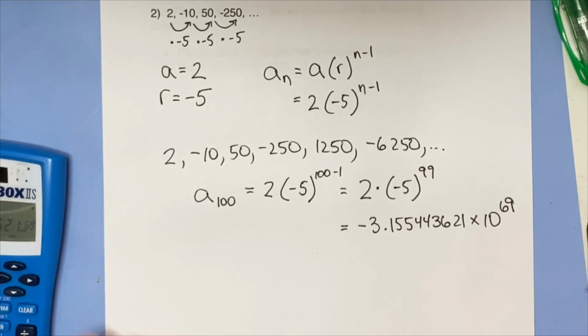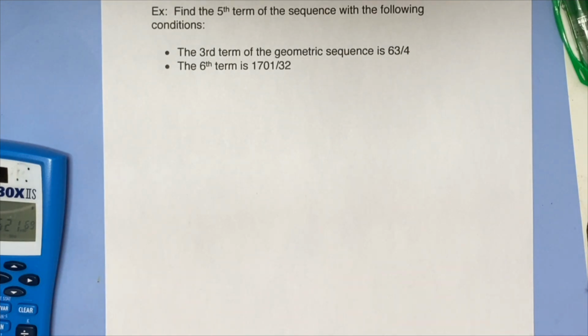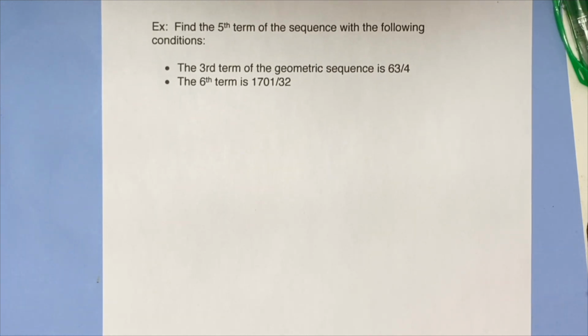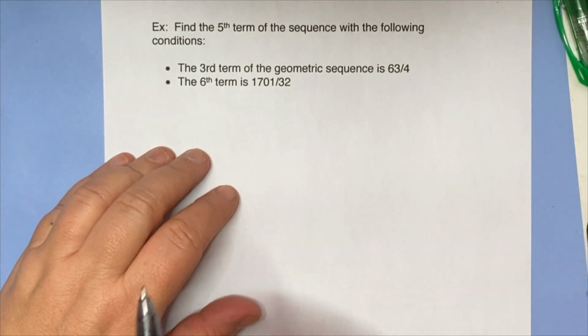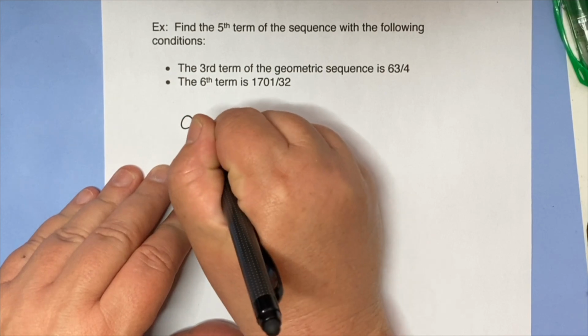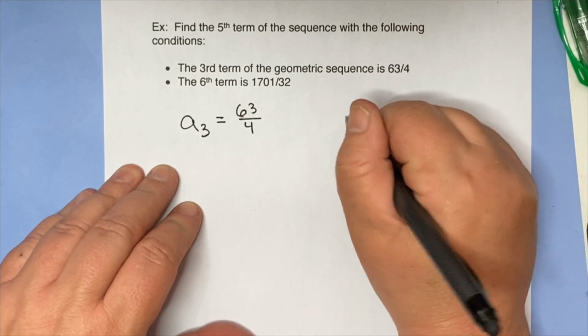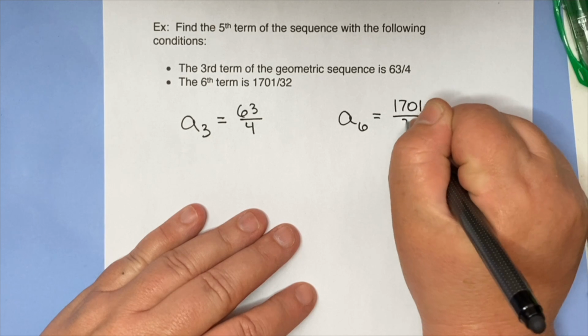Okay, so let's go for one more puzzle. And we did this with arithmetic sequences, and I want to do this with geometric sequences. And so this is the puzzle that we're going to get. And it says we're not given anything about the geometric sequence except that the third term is 63/4, and the 6th term is 1701/32.